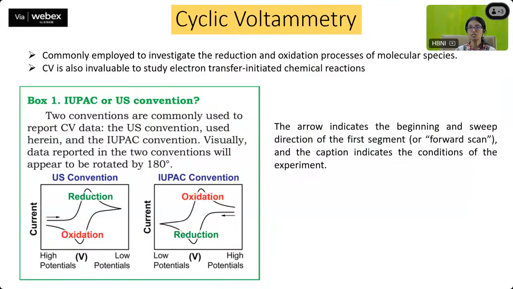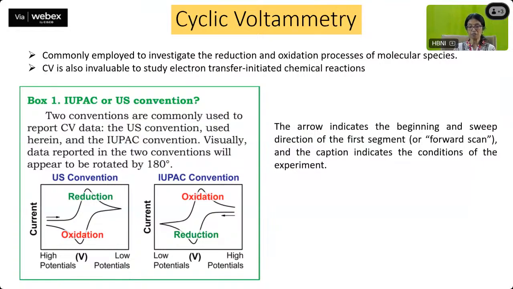So there are two conventions. One is the IUPAC and the other is the US convention. When you have the US convention, you are moving from high potential to low potential, and the top part is reduction, bottom is oxidation. Whereas when you're talking about the IUPAC convention, you're moving from low potential to high potential, and what you get first is reduction when moving from the higher potential to lower potential, and when you're moving from low potential to high potential, what you get is oxidation. So this is the IUPAC convention. Most of the time we use the IUPAC convention. The arrow indicates the beginning and sweep direction of the first segment, or forward scan, and the caption indicates the condition of the experiment.